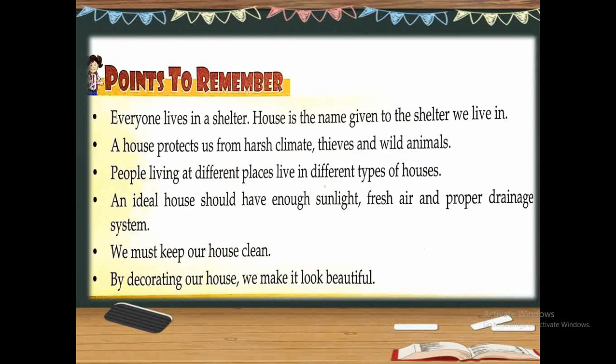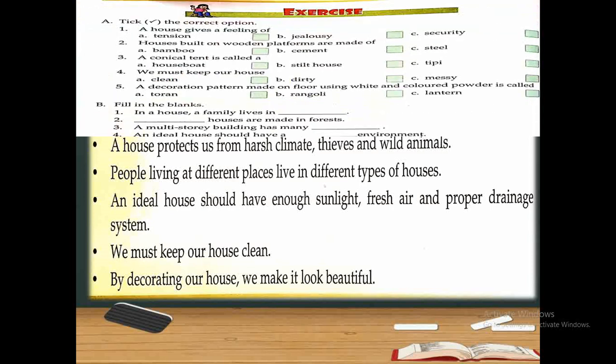Everyone lives in a shelter. House is the name given to the shelter we live in. A house protects us from harsh climate, thieves, wild animals, etc. This is how you have to go through the other points also, children. It is already given in your book. These are the important concluding points of the lesson.